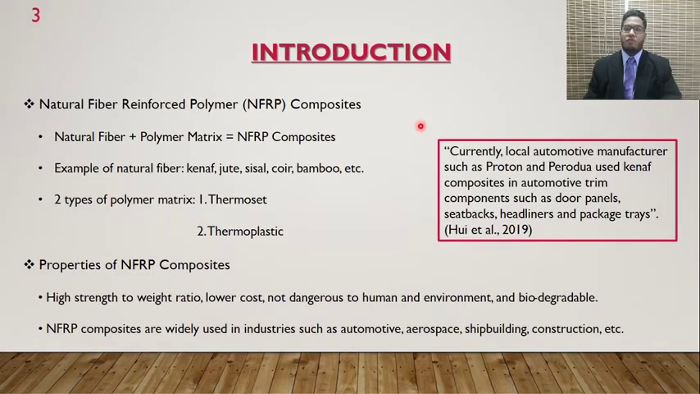NFRP is a short form of Natural Fiber Reinforced Polymer Composites. This composite is a product of the combination of natural fibers such as kenaf, jute, sisal, and bamboo with a polymer matrix to form NFRP composites. There are two types of polymer matrix that are usually used to make composites, which are thermoset and thermoplastic.